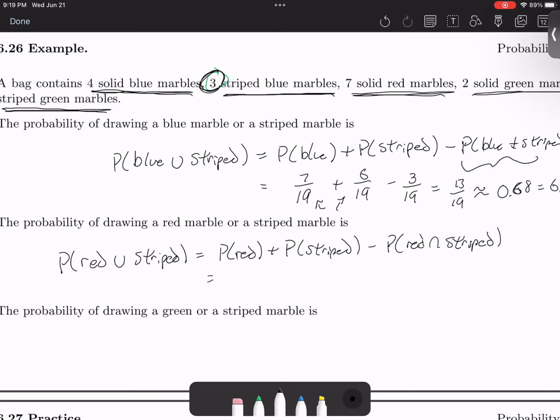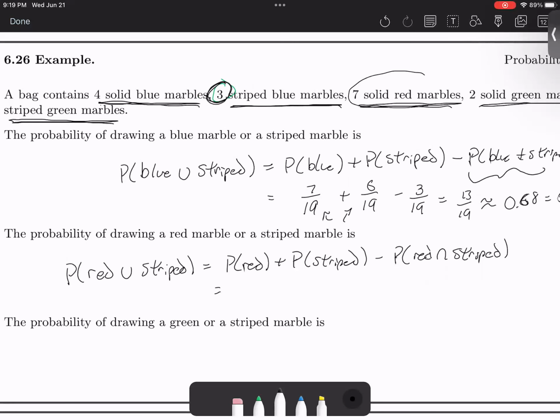All right, how many reds? We've got 7 red marbles. How many striped? Well, we actually already figured that out. 6/19. Or rather, there's 6, and the probability of drawing striped is 6/19. And we need to subtract off the red and striped marbles. But if you look at your red marbles, all of them are solid. So the intersection of red and striped is trivial.